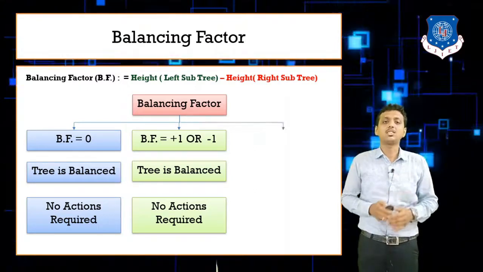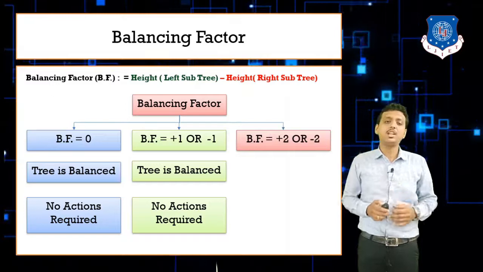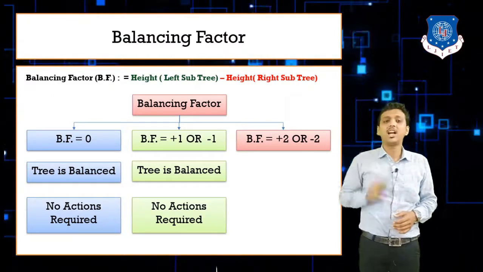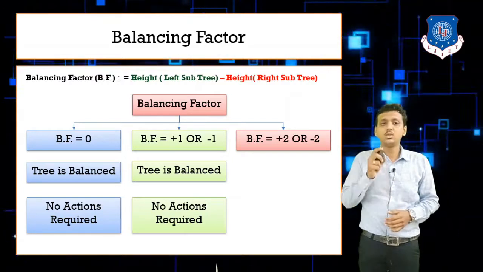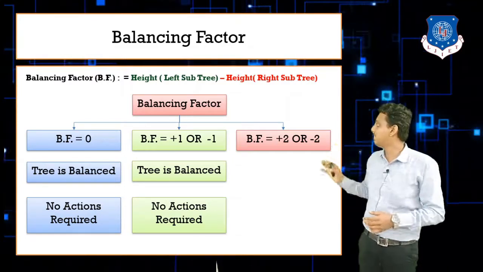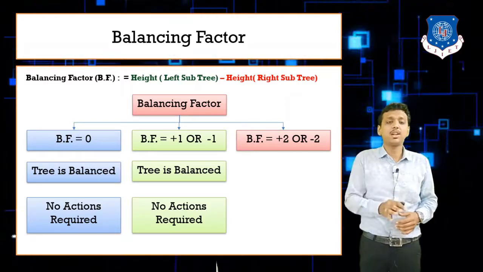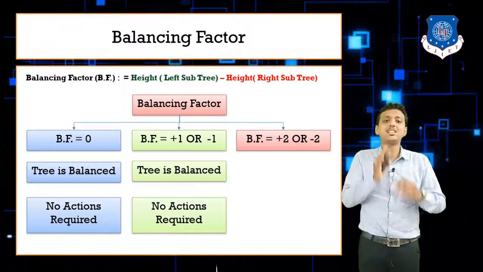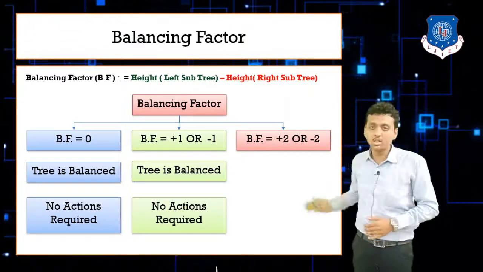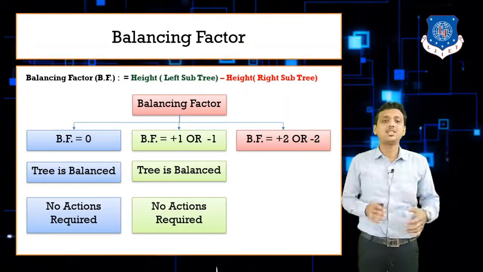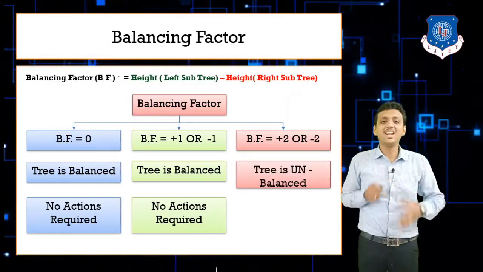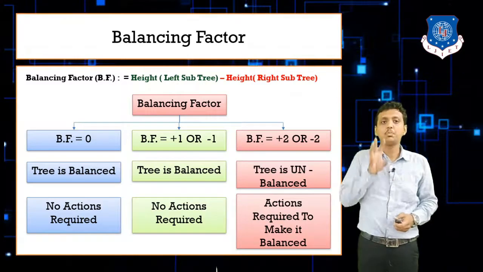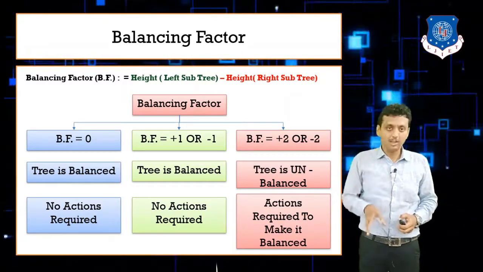Fine. Now the next, number 3, is if my balancing factor is plus 2 or minus 2. Now here the rules are violated, that is, the balancing factor is plus or minus 2. That means the difference between LST and RST is now greater than 1. Then what to do? In such a situation, students, your tree is unbalanced and you need to perform particular actions to make your tree a balanced tree.